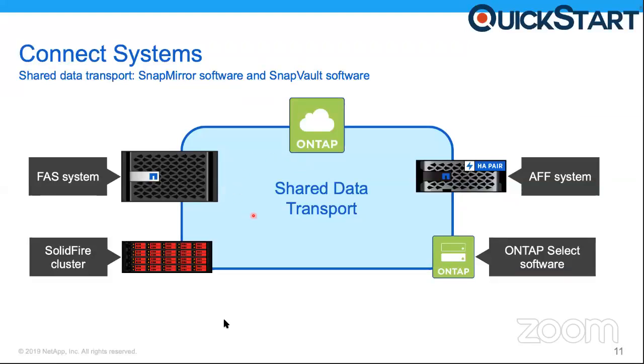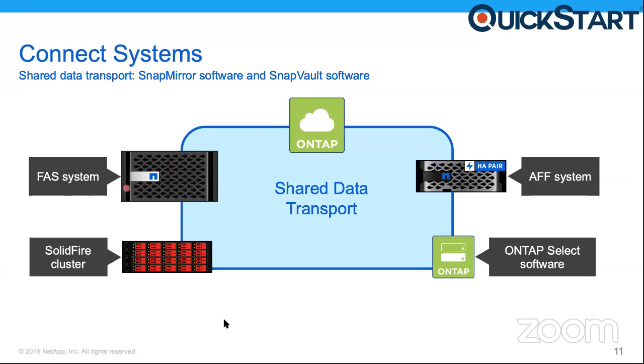So the main idea is that you're going to be working with this shared data transport. In other words, shared data transport means a SnapMirror protocol, where you can have endpoints being replication endpoints, replication from one volume to another volume, right? Or probably you want to have a vault.